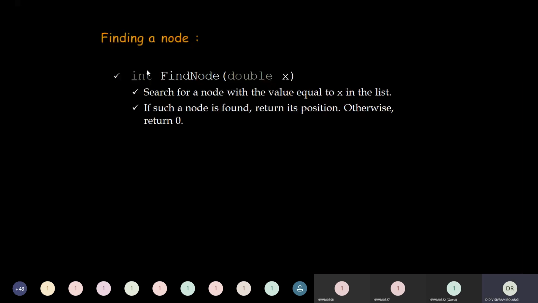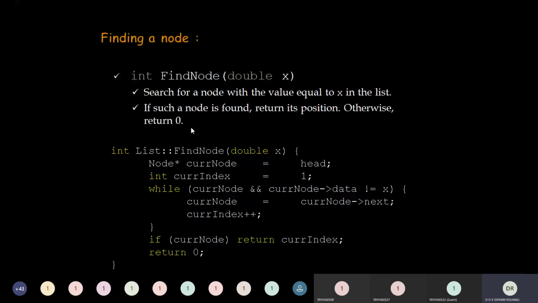So find node will take one parameter, the element that you want to search for. Suppose I want to search for A3, then I have to give find node of A3. See how it happens. Find node: current node equals head, current index equals 1. Initially we'll take these two variables. Current index will be initialized to 1.